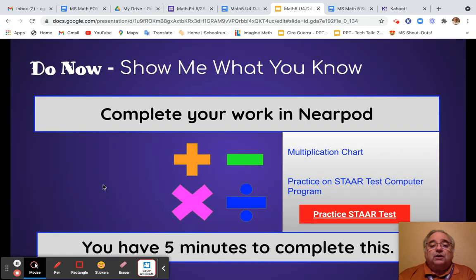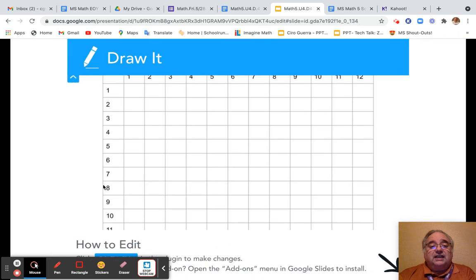So we're going to go to our do now. Our do now is in draw it. You're going to take 5 minutes for those in distance learning to fill in the multiplication chart. If you like, you can do what we're doing in class. I ask that teachers give each scholar just a blank sheet of paper, and have the scholars draw out the multiplication table. They should be able to finish it very quickly within 5 minutes. See you in the next slide.